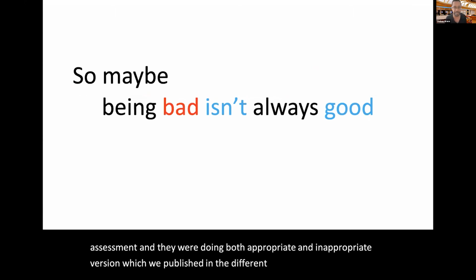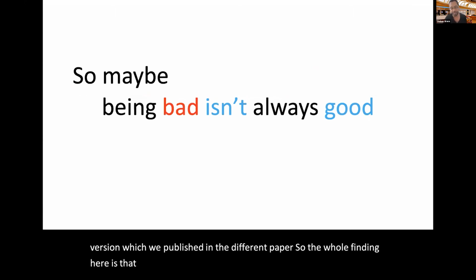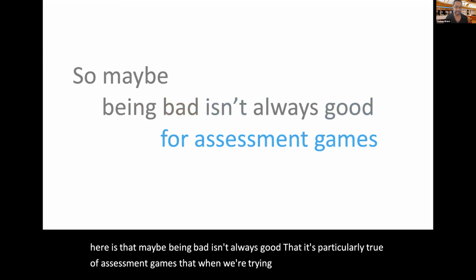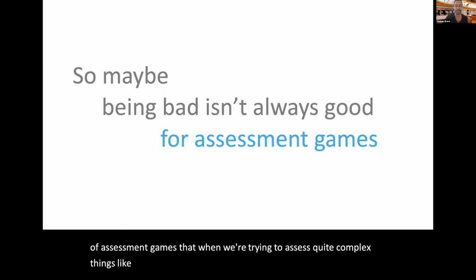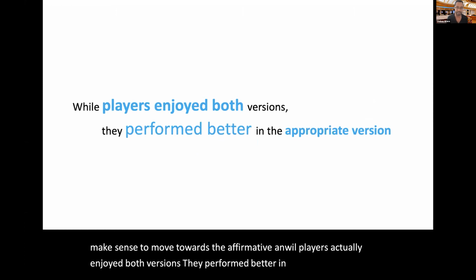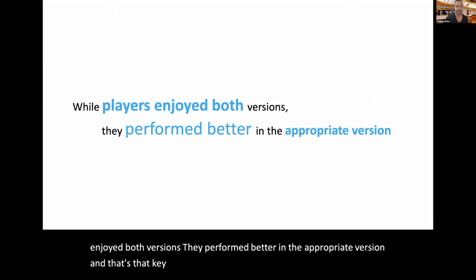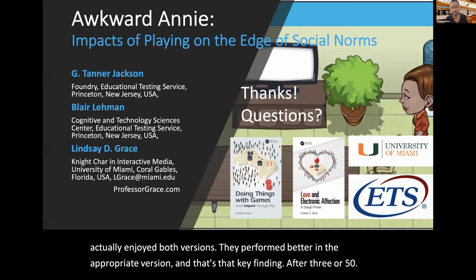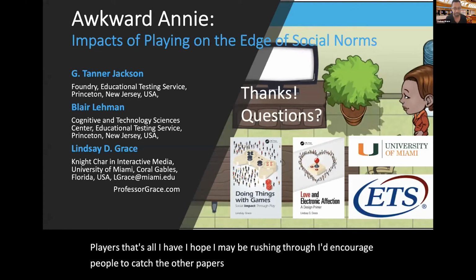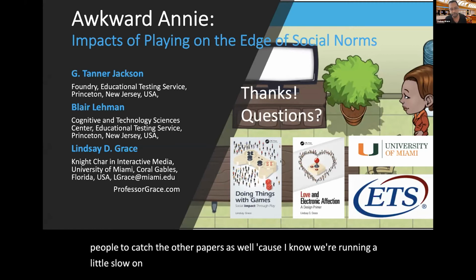So the whole finding here is that maybe being bad isn't always good, and that it's particularly true of assessment games. When we're trying to assess quite complex things like sociopragmatics and pragmalinguistics, it might actually make sense to move towards the affirmative. While players enjoyed both versions, they performed better in the appropriate version, and that's the key finding after 350 players. That's all I have. I hope I'm not rushing through. I'd encourage people to catch the other papers as well, because I know we're running a little slow on time, but I'm happy to answer questions if you need me to.